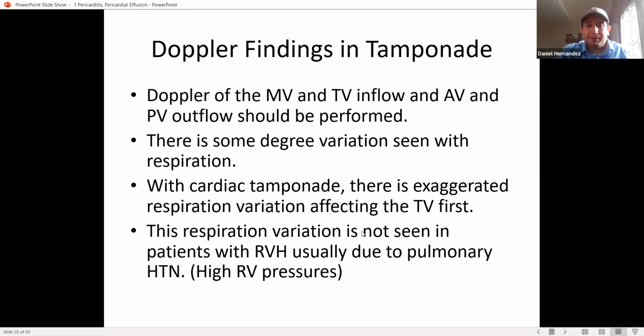With cardiac tamponade, there's an exaggeration. So this variation is exaggerated with respiration. And it's going to affect the tricuspid valve first again. So things are going to affect that right side of the heart.